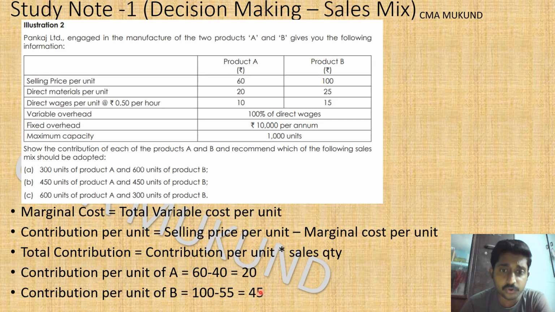So since the contribution per unit of B is much higher, the case where we are making more units of B will be more profitable. This is a very simple decision making. However, you can prove it by analyzing each case in the examination. Okay, so in case A, we are making 600 units of B, which is the highest of all the cases. Product B is 450 in the second option, 300 in the third option. So 600 is the maximum. So case A will have the highest profit out of all these three. So the best sales mix is 300 of product A and 600 of product B.